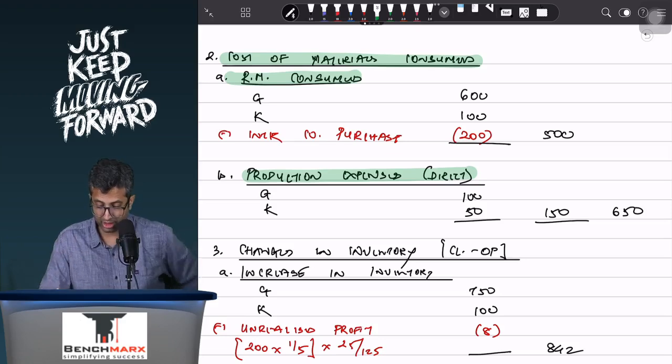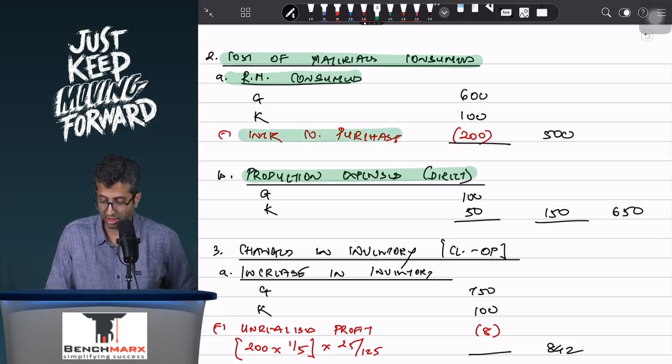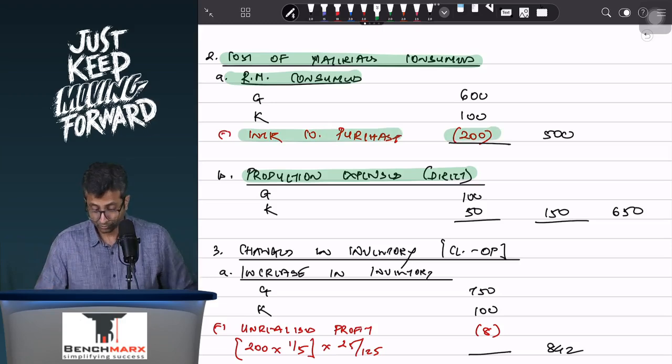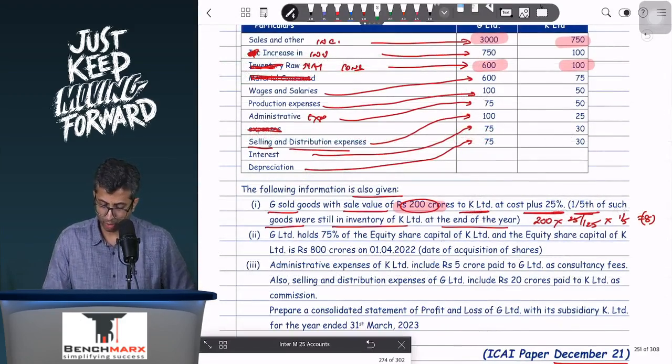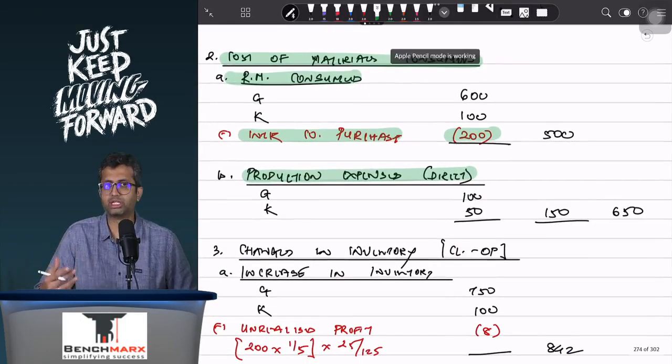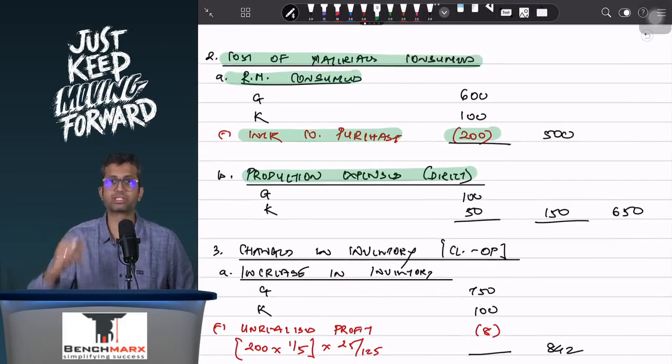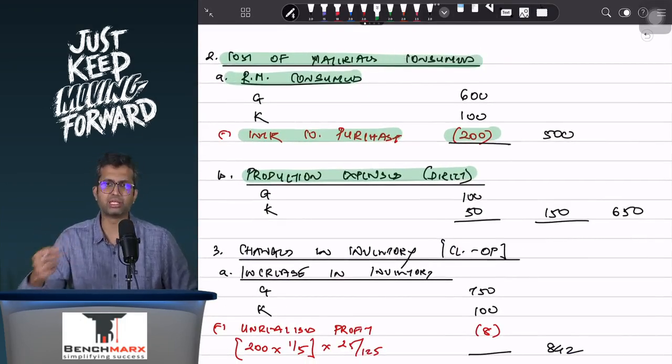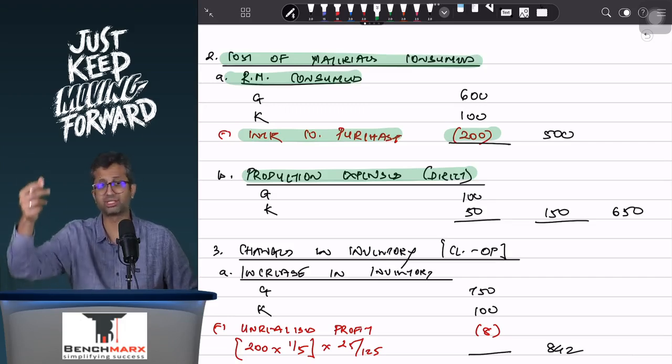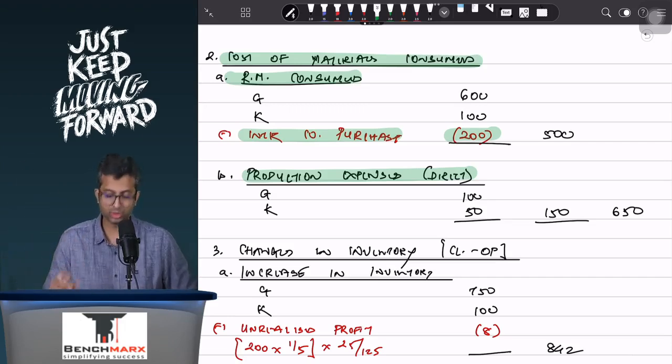You will have G and K, and here minus intercompany purchase of 200 you will remove. Next, you will have changes in inventory. Now if we look here, you have been told increase in inventory is already 750 and 100. So this is already increase in inventory. 750 plus 100, you will subtract it, and that is a net increase in inventory. If the closing stock is increasing, then your COGS will fall, and hence you will subtract it.